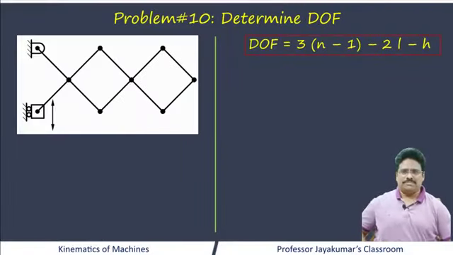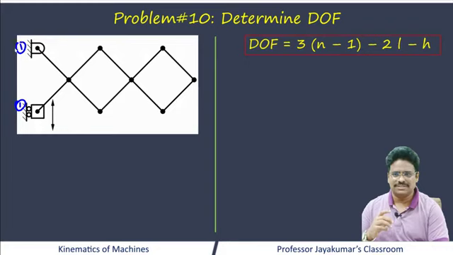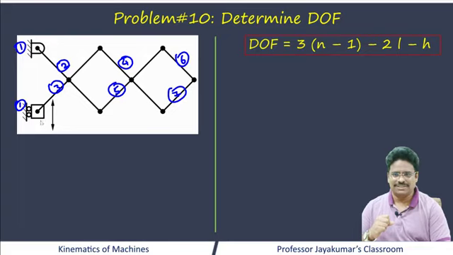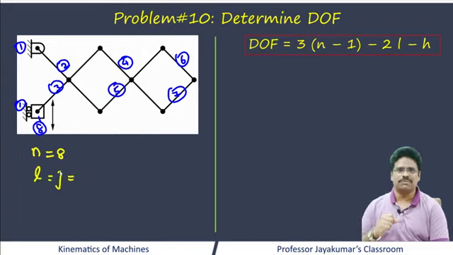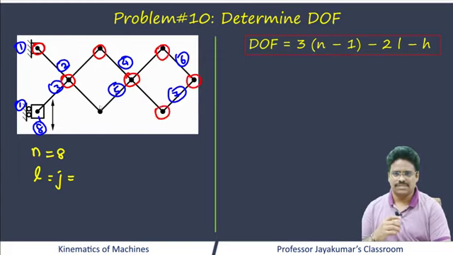It's the final problem. This problem is exactly the same as the previous one. So n is equal to 8 as in the previous problem. Now let us find the number of binary joints. 1, 2, 3, 4, 5, 6, 7, 8. Here we have 1, 9. So the number of binary joints is 9.